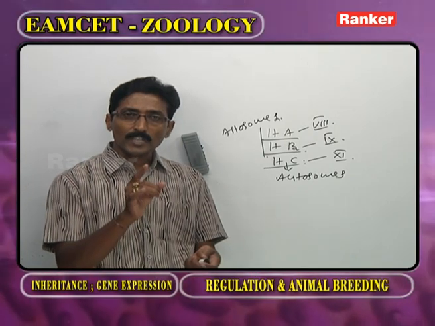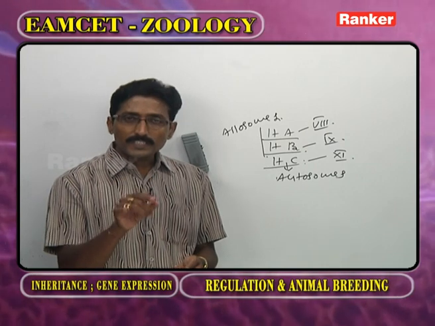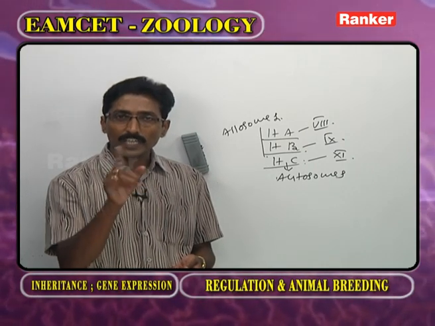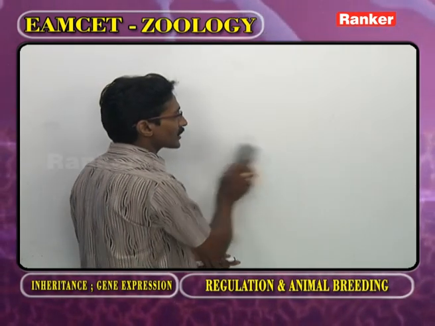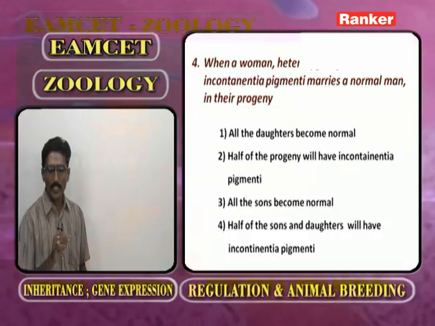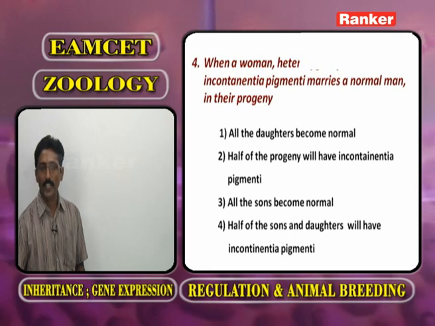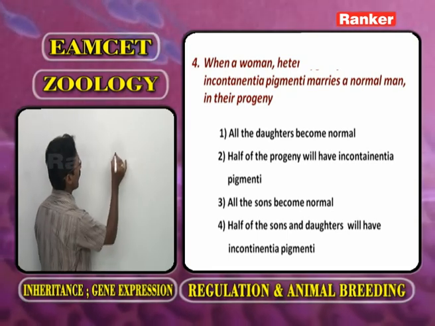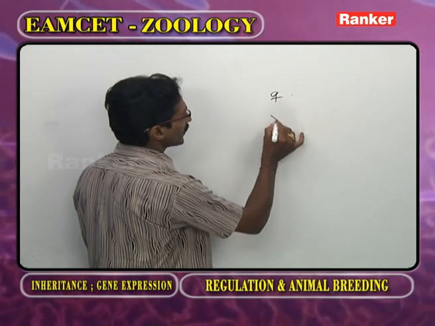The gene responsible for this disease is dominant. This dominant gene is present on the X chromosome. So the gene for incontinentia pigmenti is present on the X chromosome. It is dominant. Here what we are asking: when a woman heterozygous for incontinentia pigmenti. Now the female suffering from incontinentia pigmenti, what is the genotype?